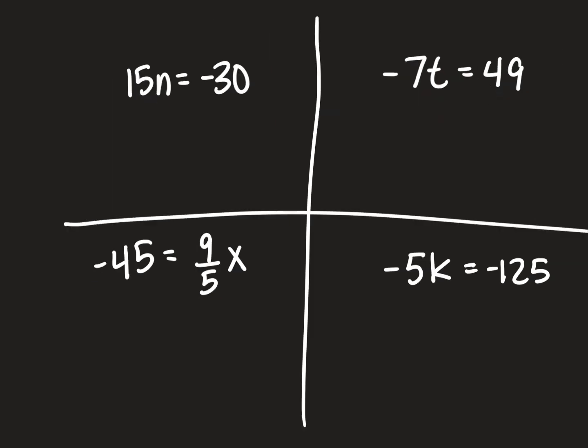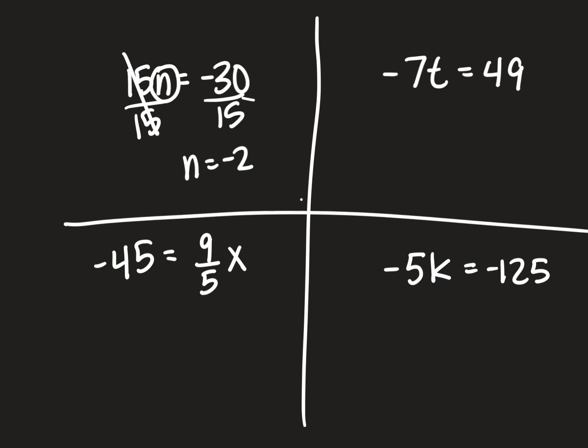Finally, these 4 equations all require division to isolate the variable. They can be done mentally, but again, to show the extra step of dividing by 15 takes all but a couple of seconds. In order to isolate the n, we take 15 divided by 15, which is 1, and then -30 divided by 15 is -2.